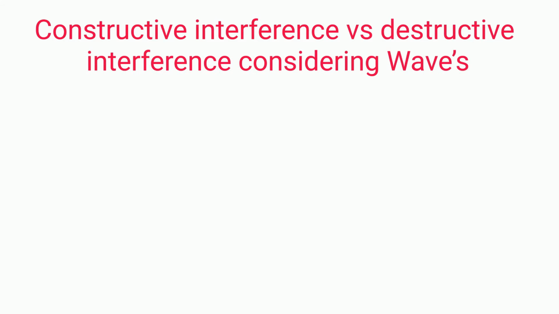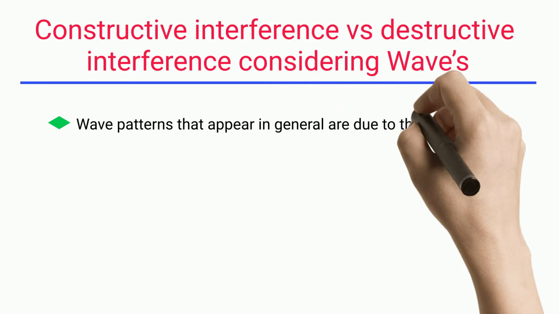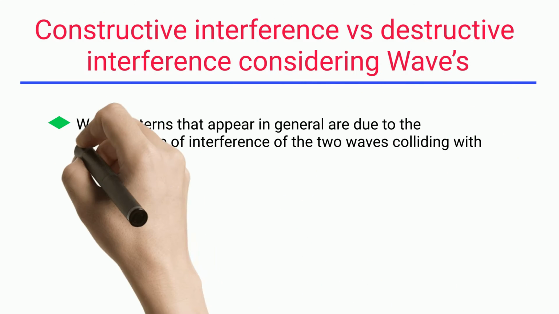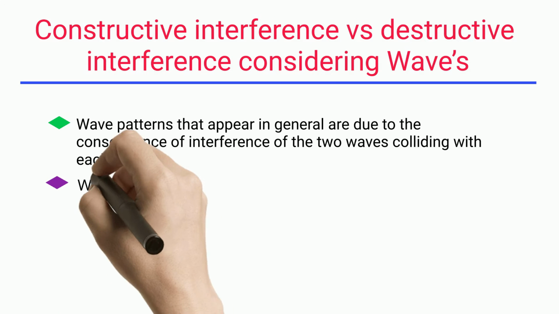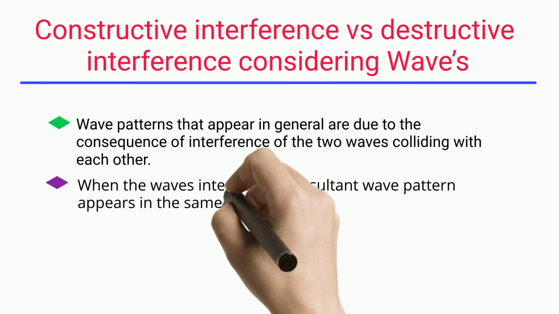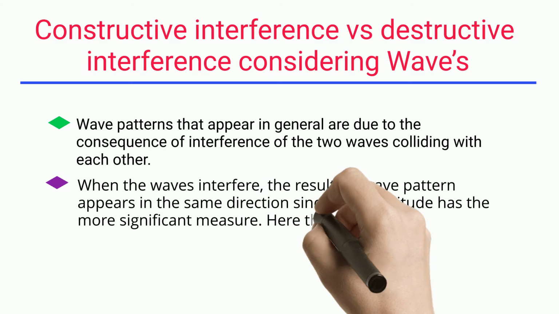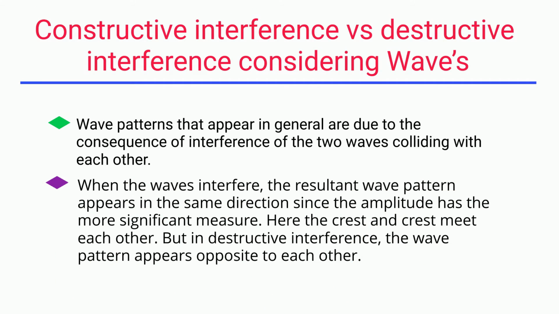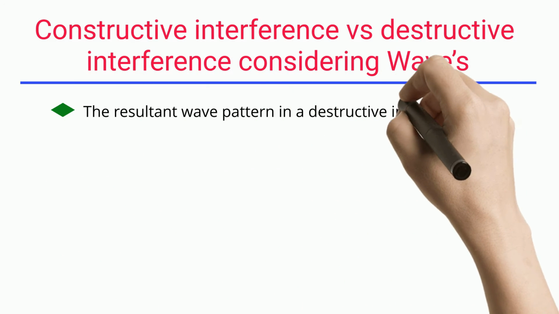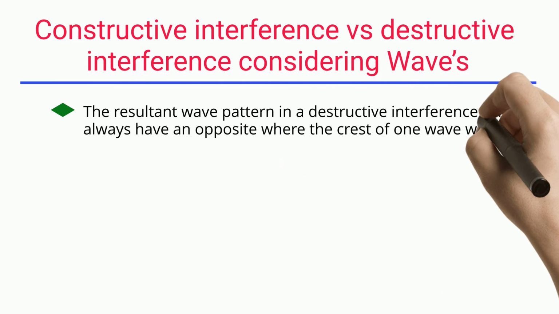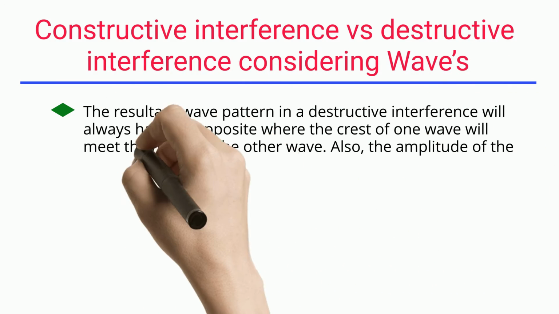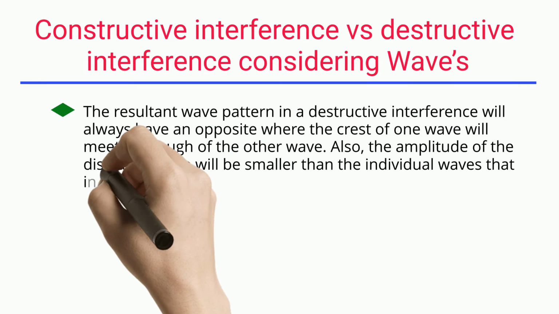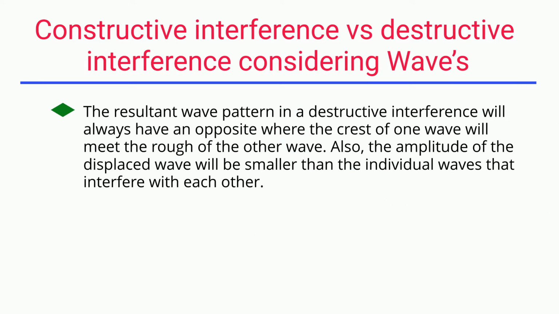Constructive interference versus destructive interference, considering waves. Wave patterns that appear in general are due to the consequence of interference of the two waves colliding with each other. When the waves interfere constructively, the resultant wave pattern appears in the same direction, since the amplitude has the more significant measure. Here the crest and crest meet each other. But in destructive interference, the wave pattern appears opposite to each other. The resultant wave pattern in a destructive interference will always have an opposite, where the crest of one wave will meet the trough of the other wave. Also, the amplitude of the displaced wave will be smaller than the individual waves that interfere with each other.